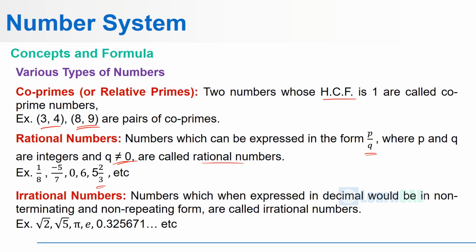Next is irrational numbers. These are numbers which when expressed in decimal would be in a non-terminating, non-repeating form. This is called irrational numbers. So these numbers will be going on continuously. There is no repetition or no ending for these numbers. This is called irrational numbers.